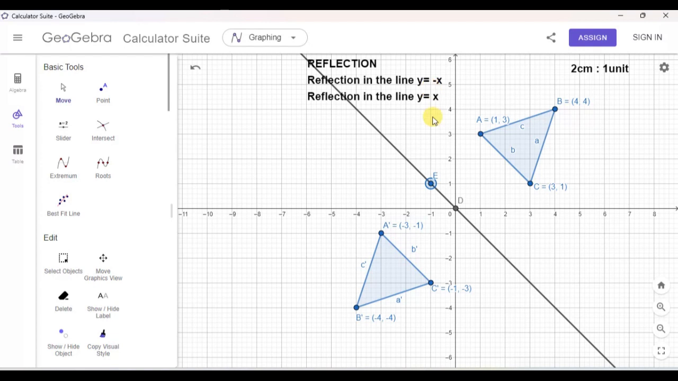The first one is what? Y equal to negative x. When y is positive, y will be negative x. When y is negative, y what? So when y is negative, x will be positive.